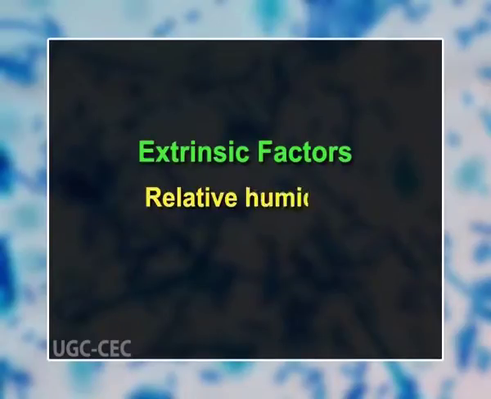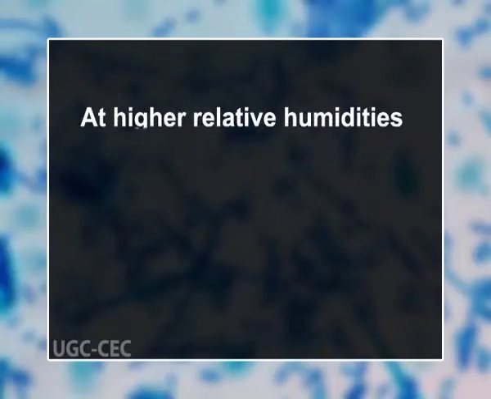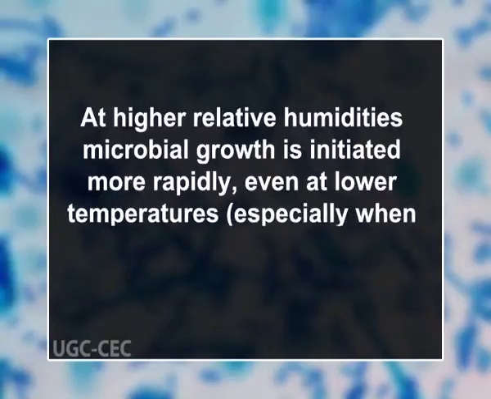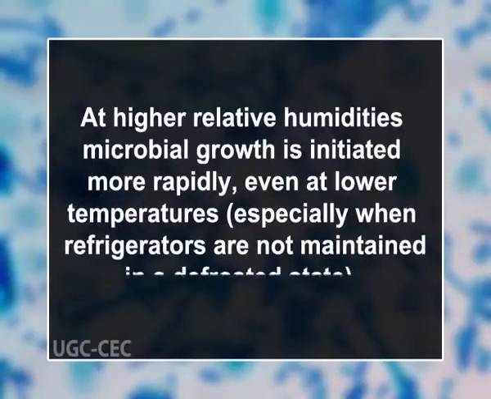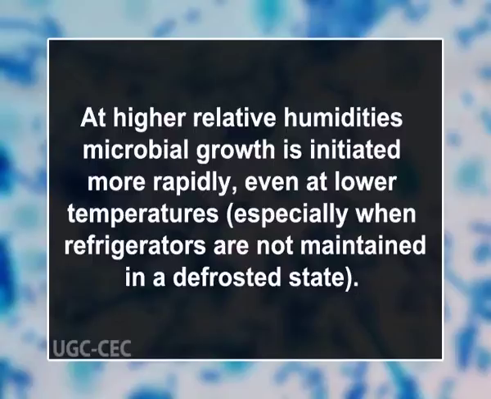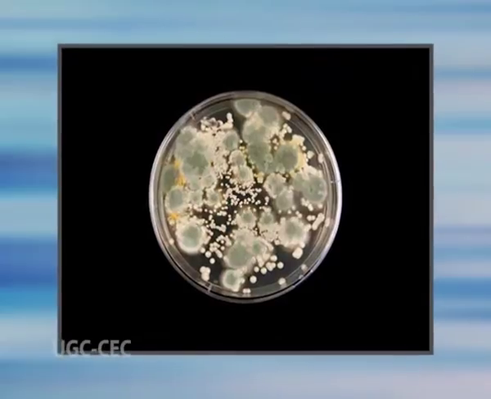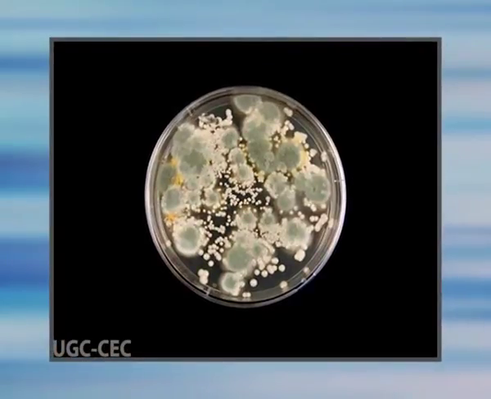Now coming to extrinsic factors. It comprises of temperature and relative humidity, which are important extrinsic factors in determining whether a food will spoil. Relative humidity: at high relative humidities, microbial growth is initiated more rapidly even at low temperatures, especially when refrigerators are not maintained in a defrosted state. When dry foods are placed in moist environments, moisture absorption can occur on the food surface, eventually allowing microbial growth.